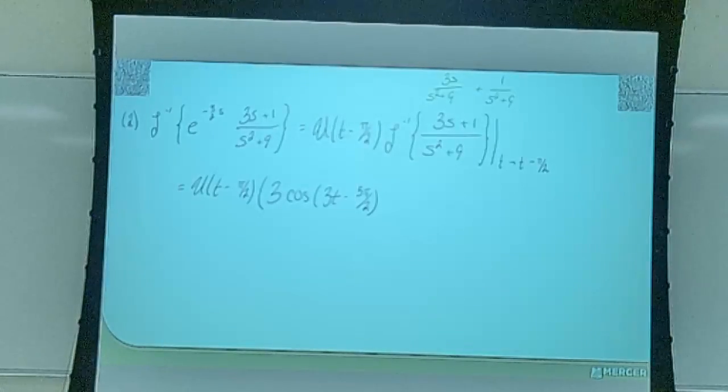What about that 1 over s squared plus 9? Well, we need that to be a 3. Then that would just be sine of 3t, right? So then you just multiply that by a third. But again, t gets replaced with t minus pi over 2.